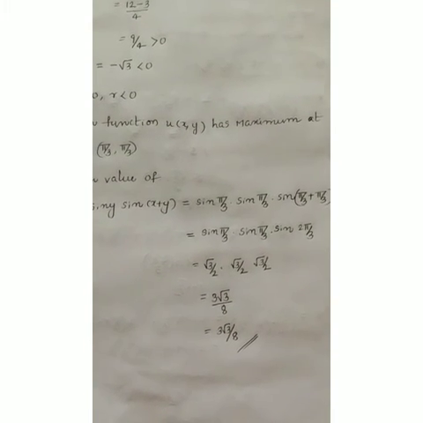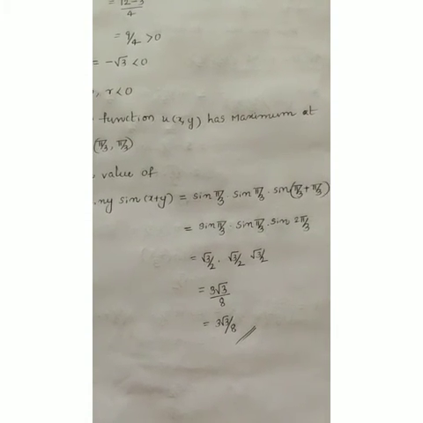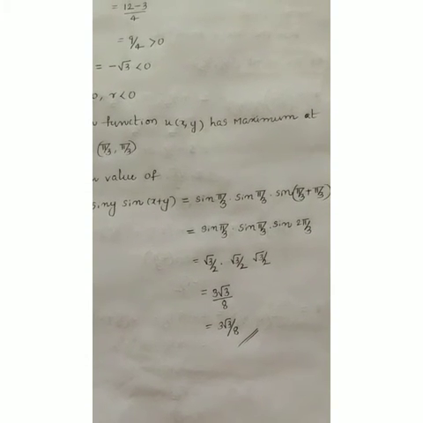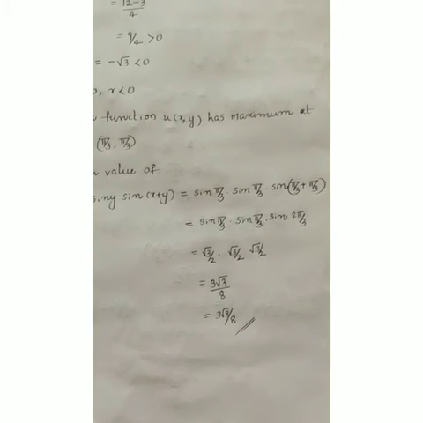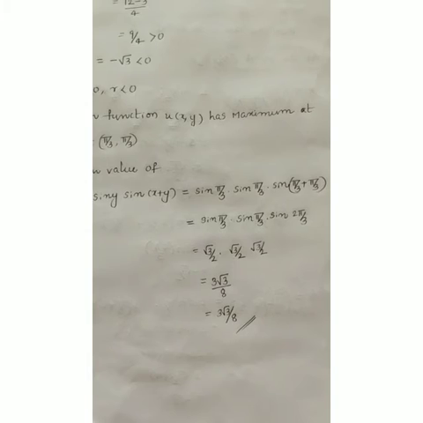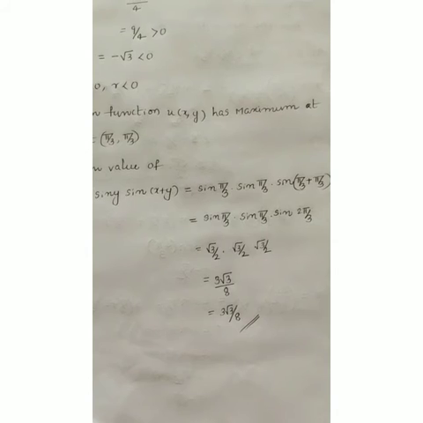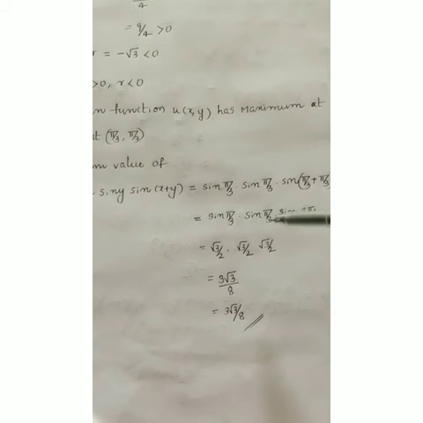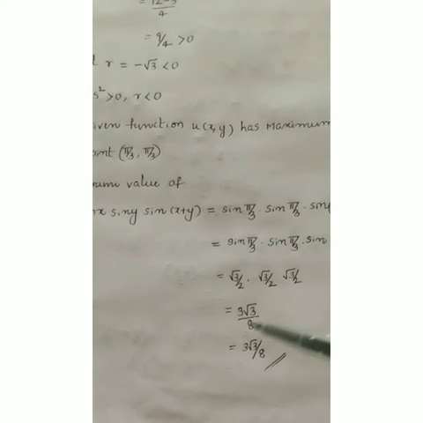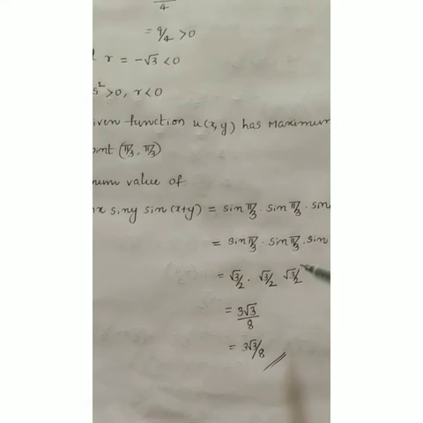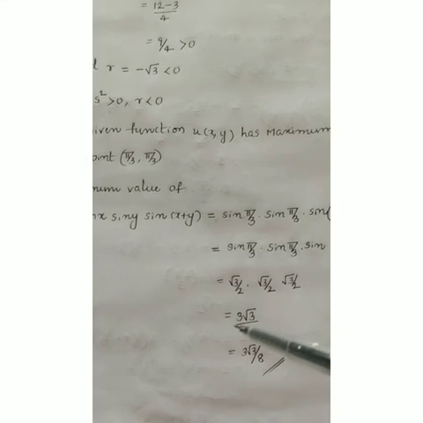Sin(2π/3) can be written as sin(π/3 + π/3), so it is in the form of sin(a + b), sin a cos b plus cos a sin b, that is sin(π/3) into cos(π/3) plus cos(π/3) into sin(π/3). So sin(π/3) is √3/2, cos(π/3) is 1/2, so √3/4 plus √3/4, so here we get √3/2, sin(2π/3) value is √3/2, then multiplying √3 into √3 into √3, 2 into 2 into 2 is 8, so 3√3/8.